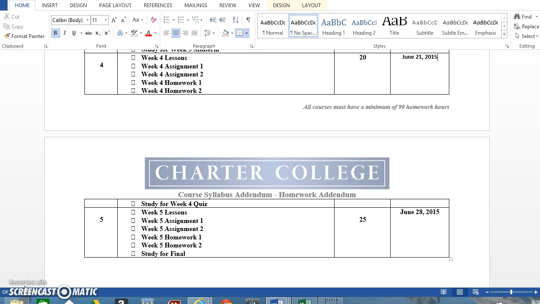Starting off here on the homework grid for week 4, I notice it mirrors pretty much every week prior. 2 assignments, 2 homework deliverables, and then a week 4 quiz.